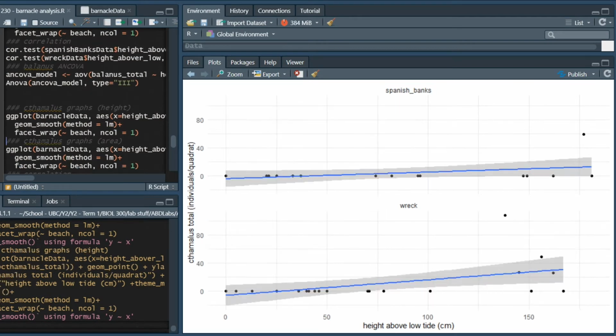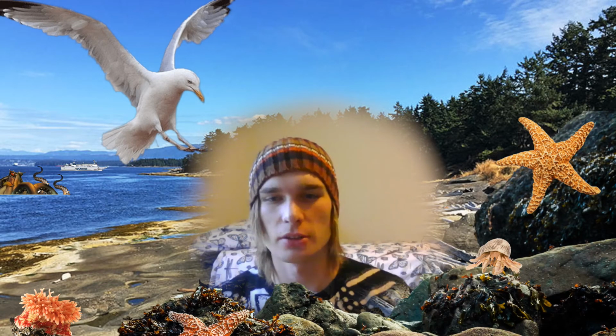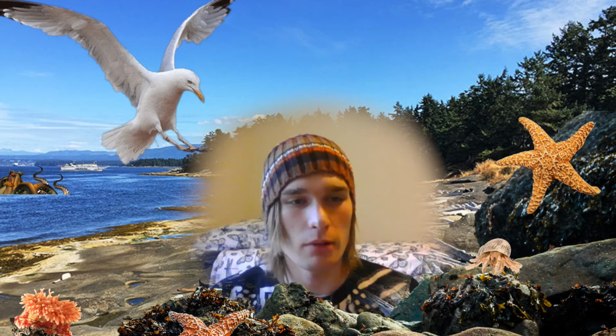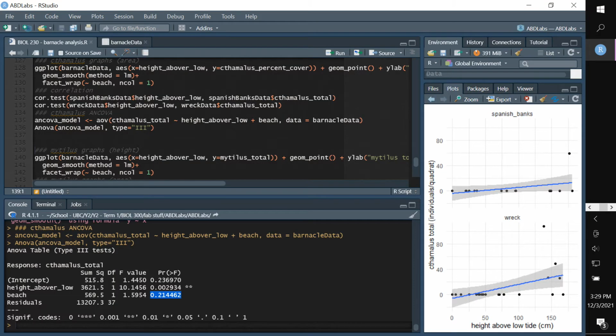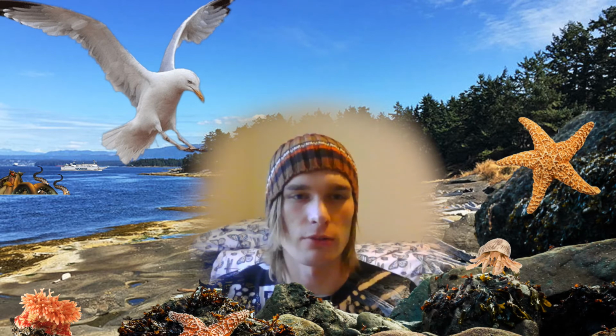So now I can go look at something like the Thalamus barnacles. Once again, very similar to the Balanus, I got a p-value of 0.002 for the heights. So it's clear that height plays a role in determining the abundance of Thalamus barnacles. But once again, looking at the beaches, ooh, that's a p-value of 0.21. So that means that this data would fall under the null hypothesis 21% of the time. And so we definitely do not reject the null here. So it seems like the beaches generally have similar distributions of Thalamus barnacles.